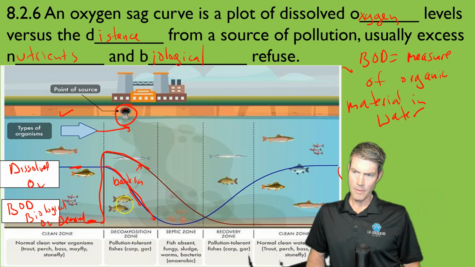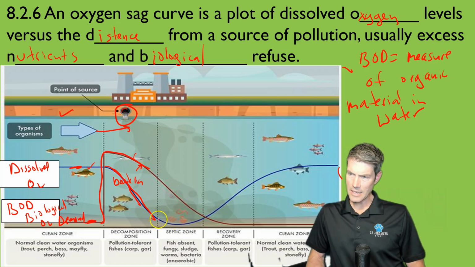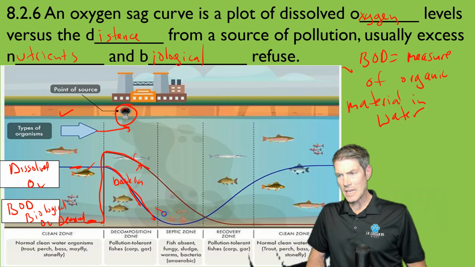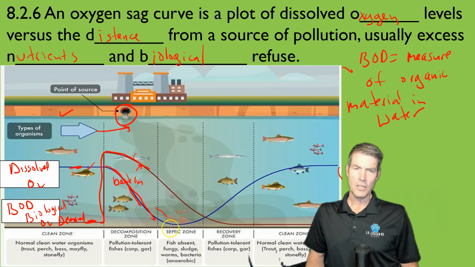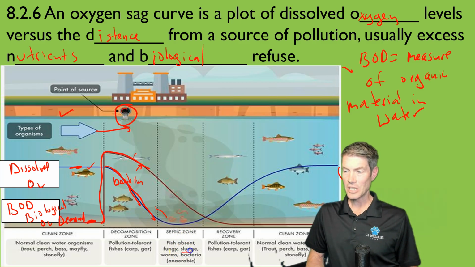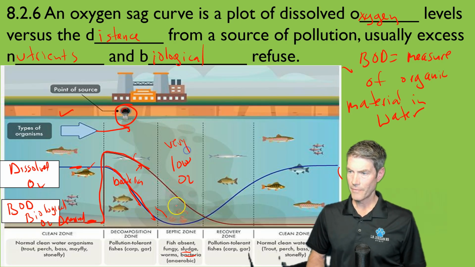So you end up having some fishes, some organisms that can tolerate this, but a lot of them can't. And then we finally go to the septic zone. They keep eating and eating and eating, and the oxygen level becomes really low. So you don't have hardly anything, hardly any fish, just sludge worms, bacteria, very low oxygen. See how the oxygen is down here.